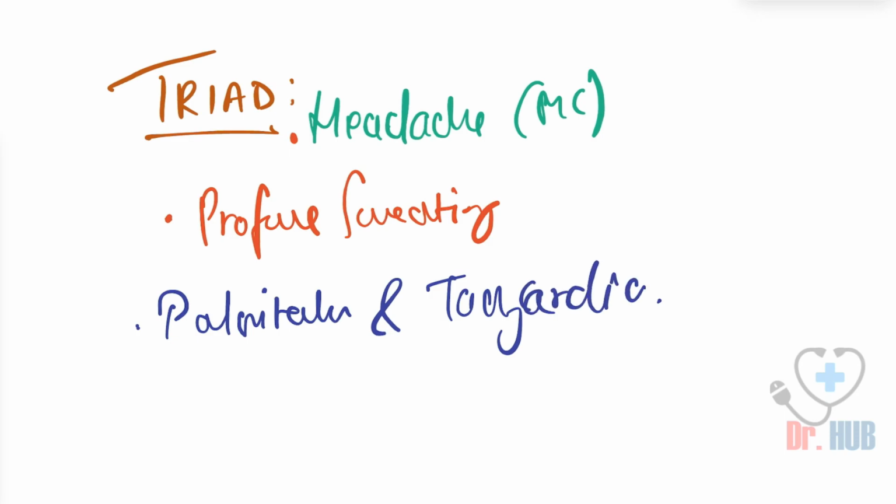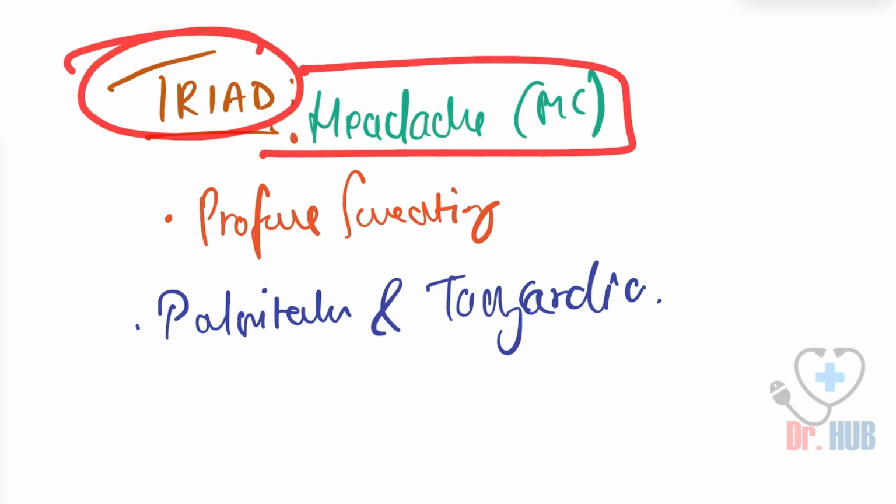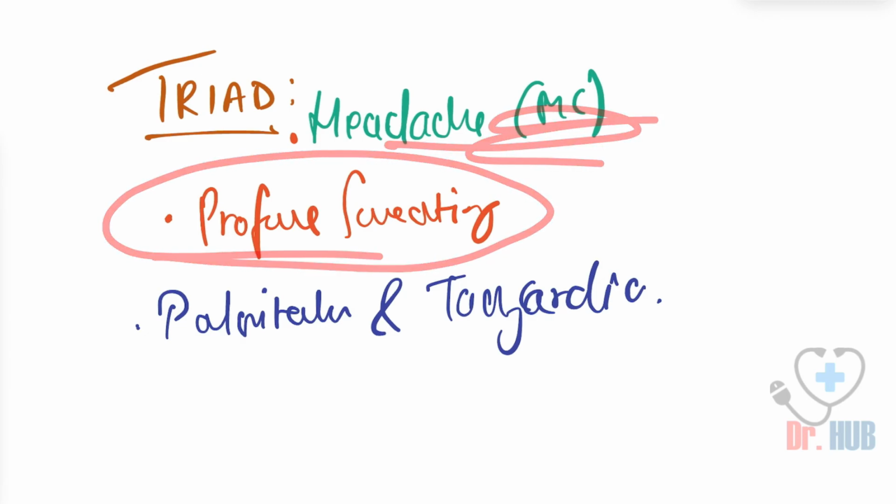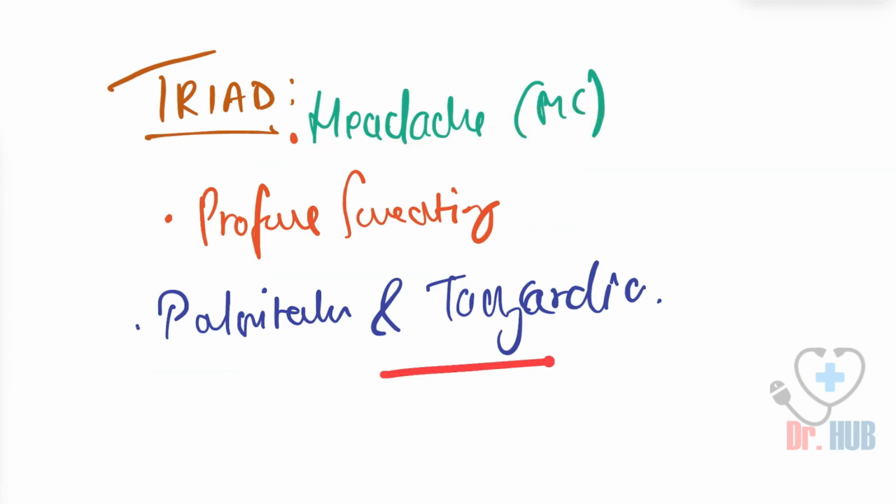Just to recap, we saw the triad. This was the question asked. The features include headache, which is the most common, and then also profuse sweating, the palpitations, as well as the tachycardia. So this was about the clinical features of pheochromocytoma.